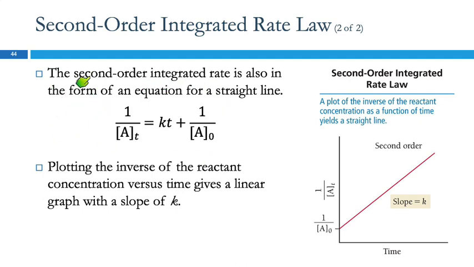And we're going to write this in the form of an equation for a straight line. So 1 over A at the time of interest, that's our y variable. k is going to be our slope. t again is the time, the x variable, and the y-intercept will be 1 over the initial concentration. So we're going to graph 1 over the concentration versus time. We're going to get a linear plot with a positive slope this time.